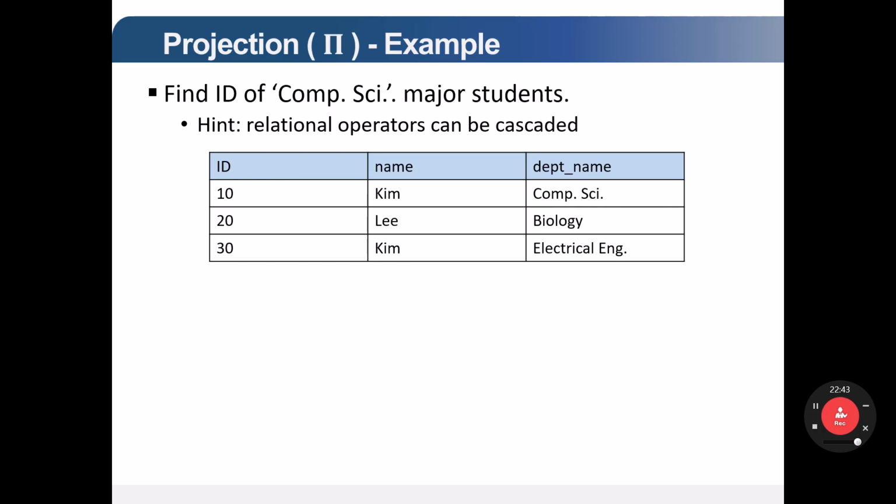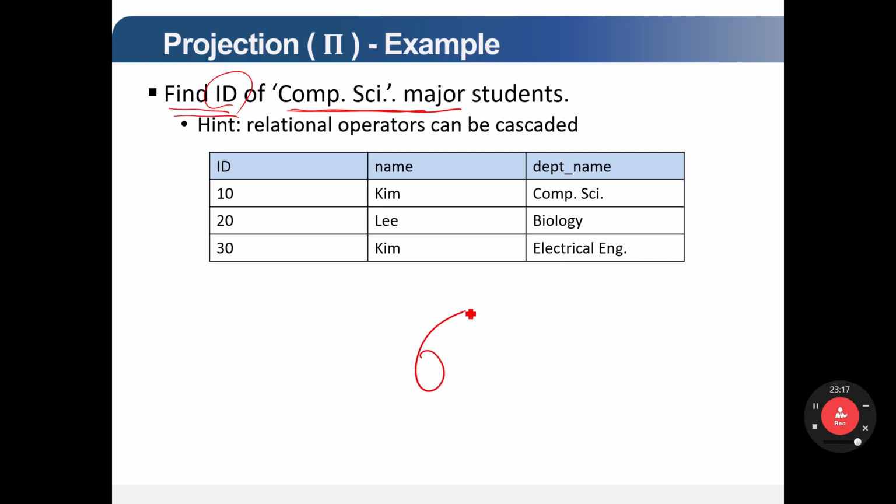Another example, suppose we want to find ID of computer science major student. We have a filter condition and projection condition. ID, we want to retrieve only ID. This is a projection operator. And we want to filter out non-computer science major student. This is a filter condition. So we need to combine select operation and projection operation. How can you write this query in relational algebra?